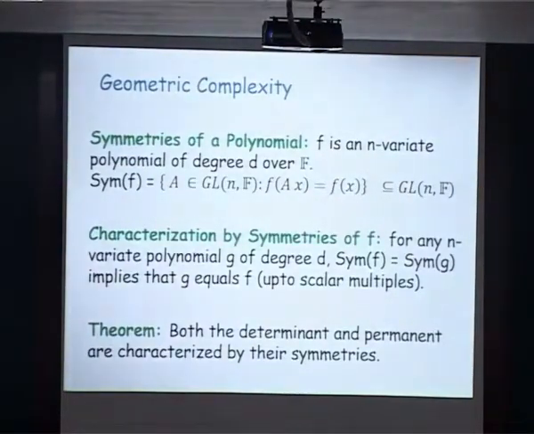So perhaps the clue to the hardness or easiness of these polynomials lies in the group of symmetries. That is the starting point of geometric complexity theory, and it goes on to try to understand the representations of this group of symmetries, and tries to argue about the complexity depending on what the representations are. So roughly that's the program.